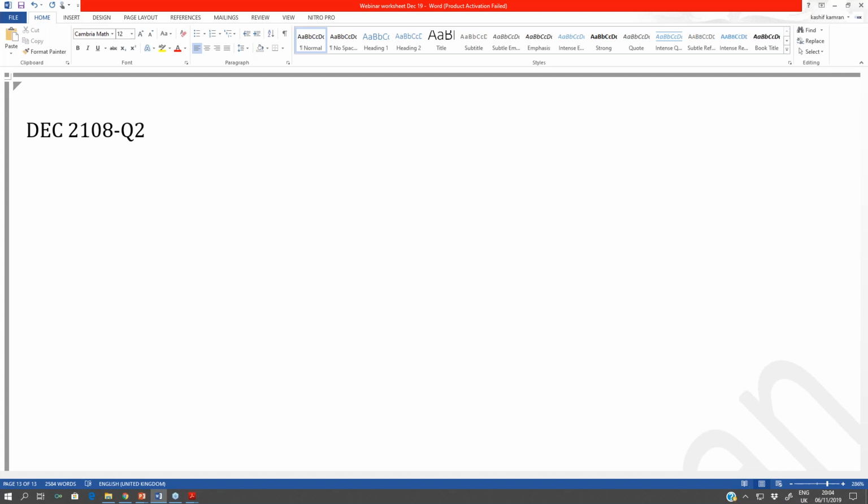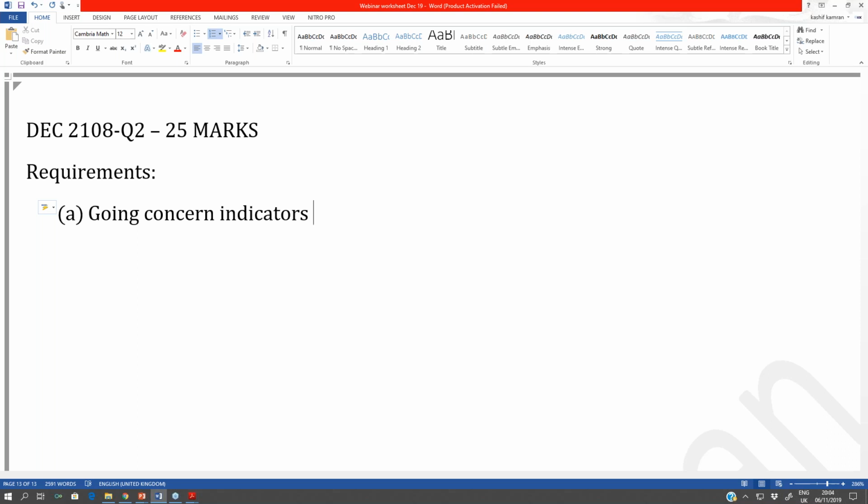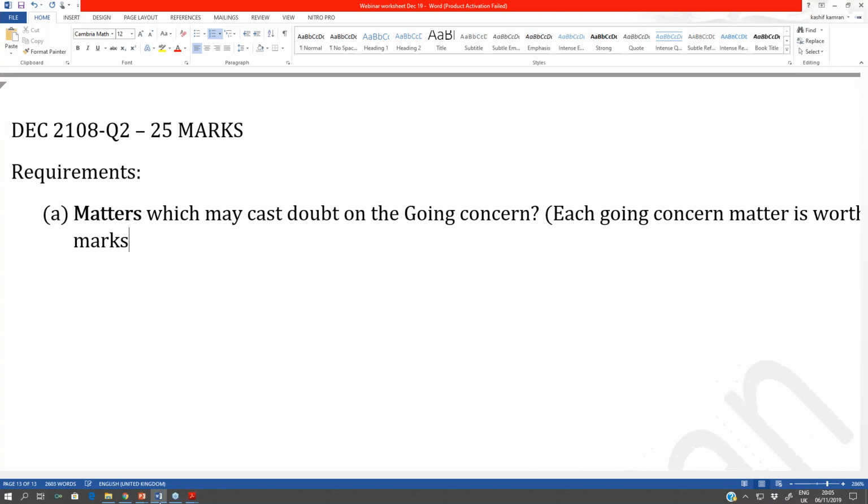Now for 25 marks. When you look at the requirements of this 25 marks, the first requirement A is about the going concern indicators. The examiner was asking us to identify the matters which may cast doubt on the going concern. And we know whenever the examiner asks you the going concern matters, each going concern matter is worth 2 marks. So that sets the marking scheme for going concern matters in the exam paper.